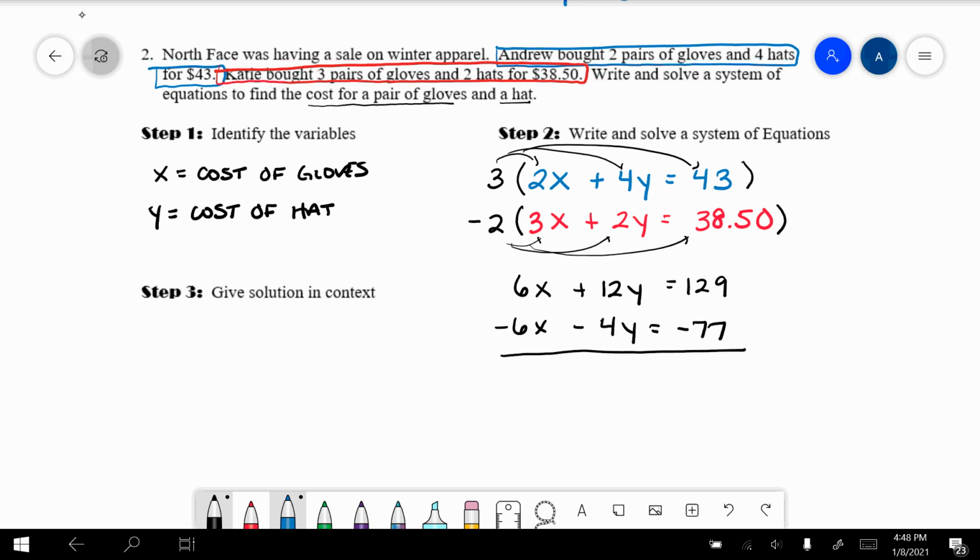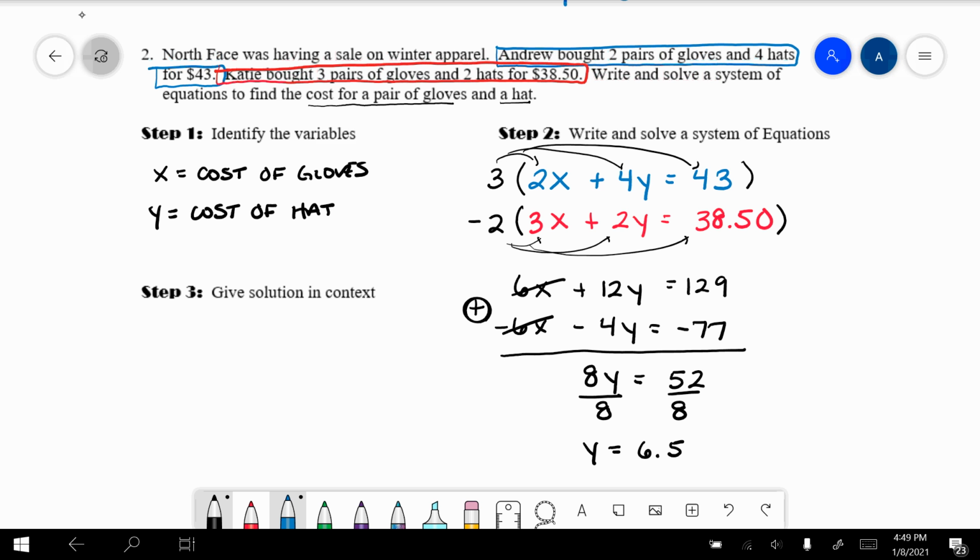The purpose of elimination is once we have the opposites, we need to add our equations. These will eliminate. 12y plus negative 4y is going to make 8y, and 129 plus negative 77 is 52. All right, so we're going to divide both sides by 8, and let's see what we get here. 52 divided by 8, and we get 6.5.